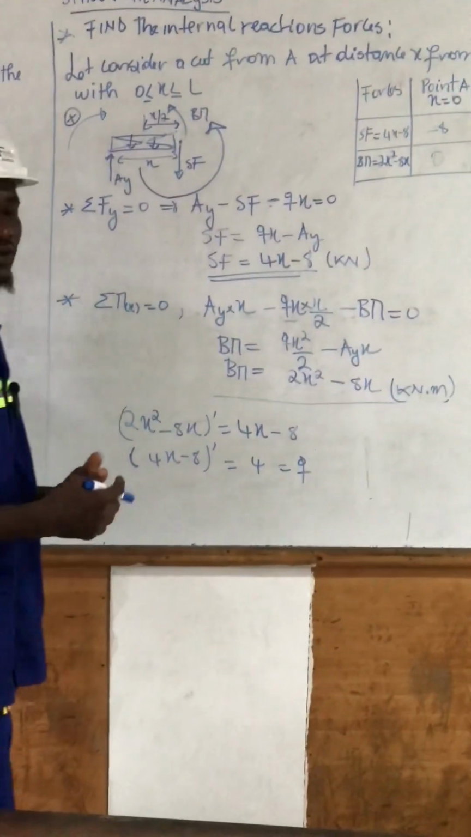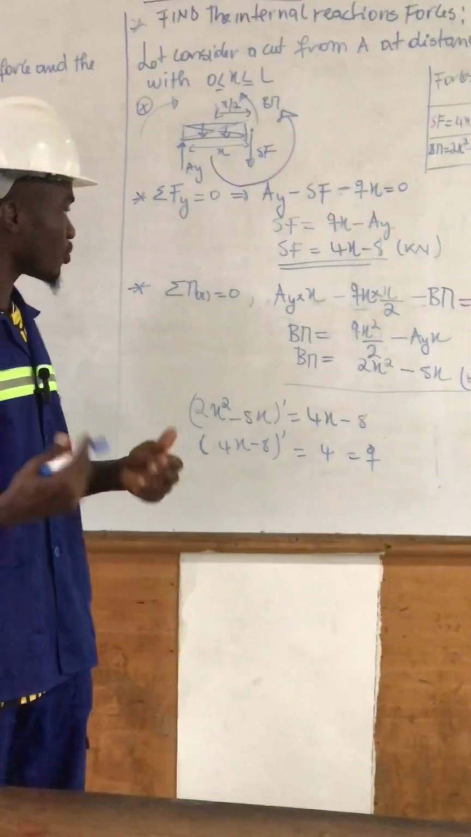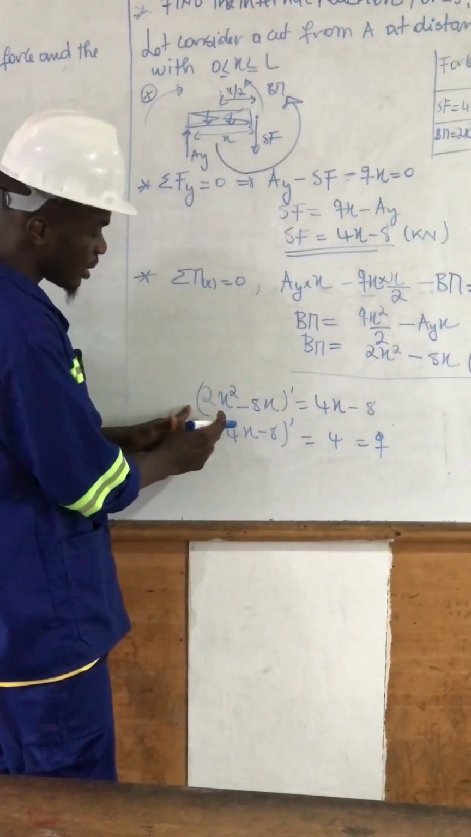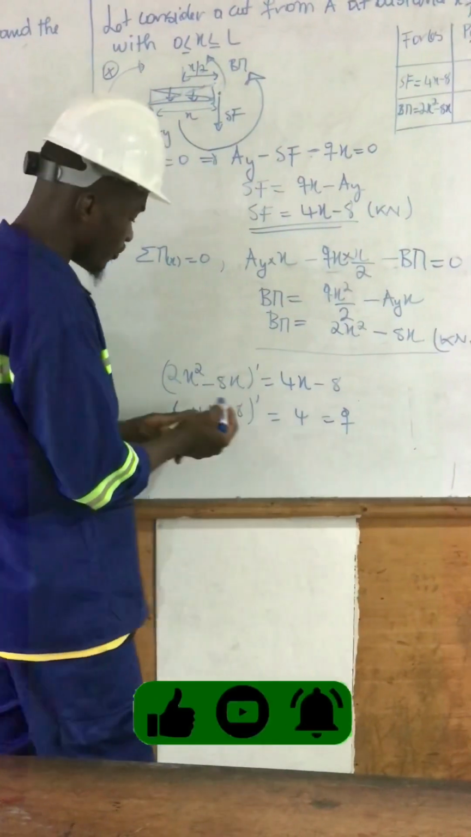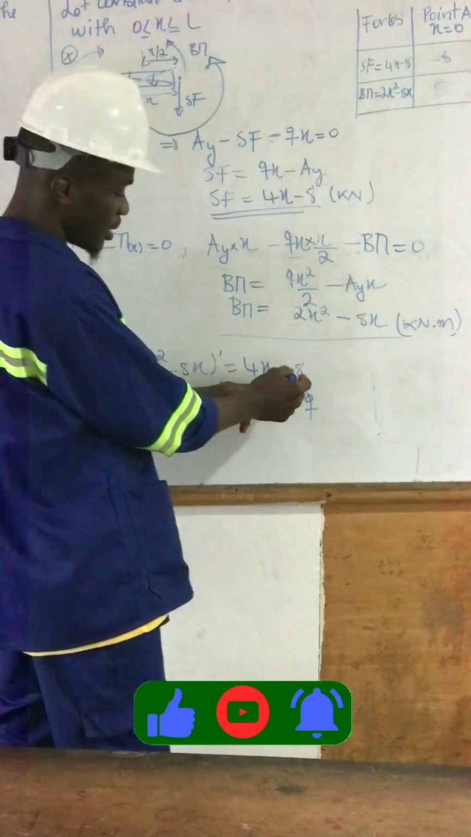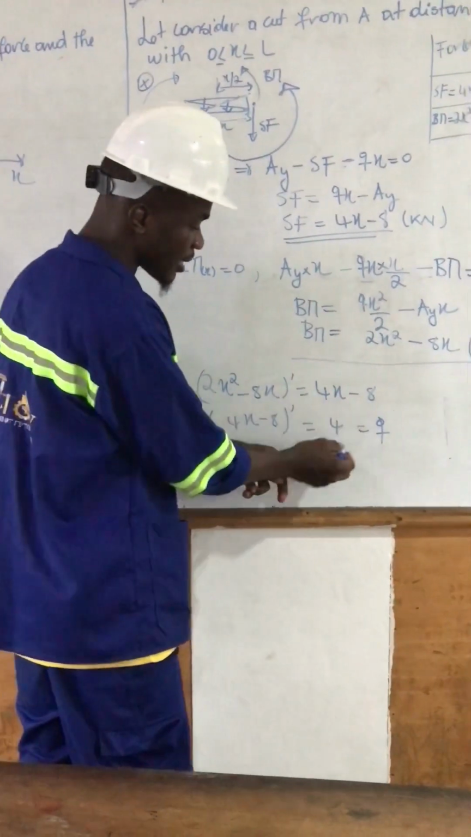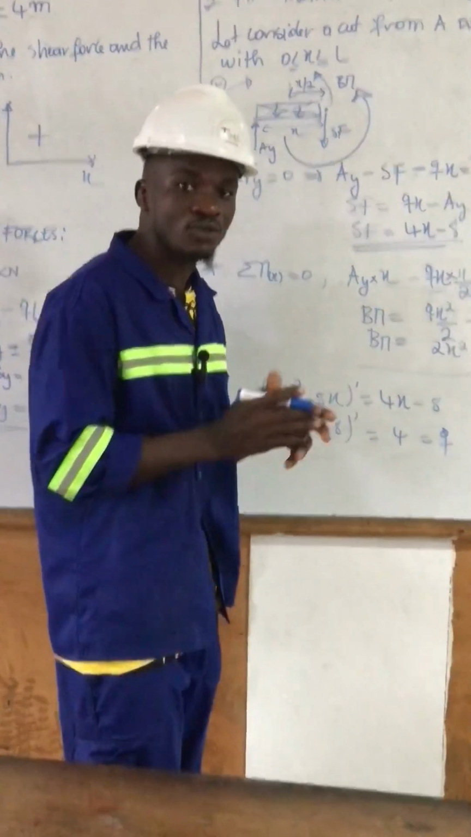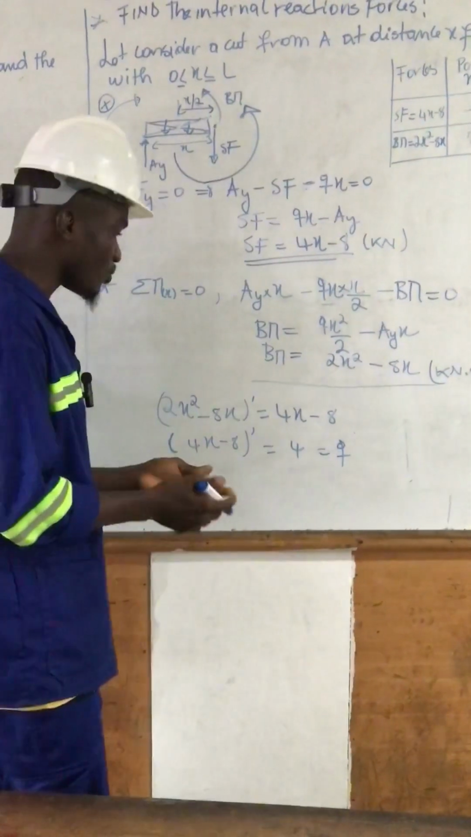Something that you have to know to check if you did everything in the right manner: you can differentiate the expression of the bending moment and make sure that you find the expression of the shear force. If you differentiate 2x squared minus 8x, you will find 4x minus 8. And if you differentiate the expression of the shear force, you will find exactly the uniform load applied on our structure, that's 4 kilonewton per meter. So we can conclude that the analysis was well done.